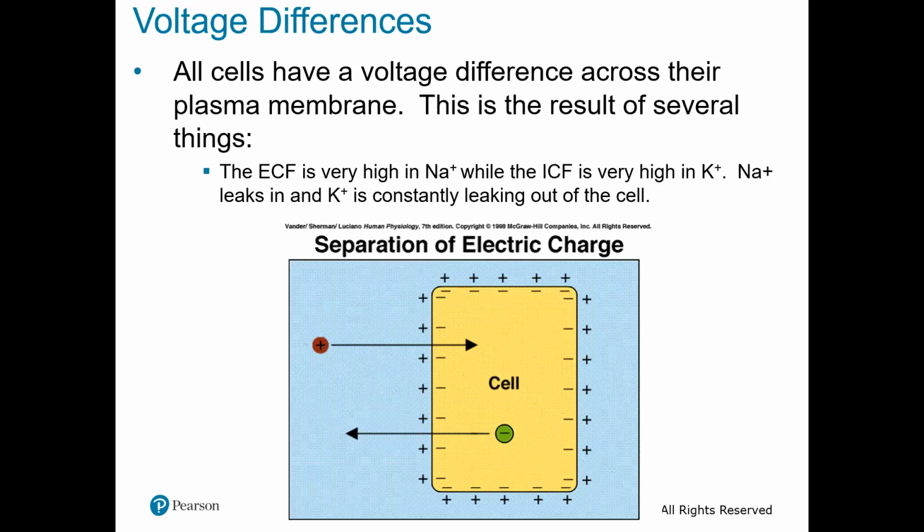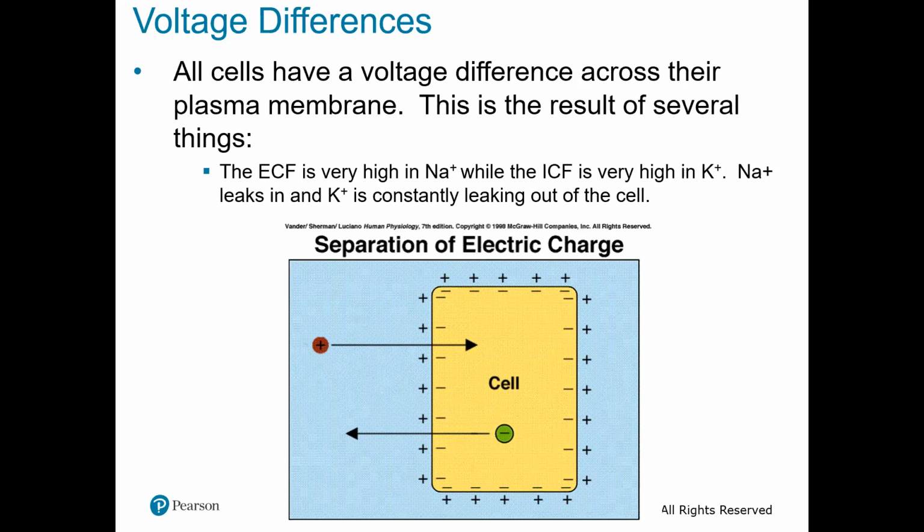Now, what's inside the cell is usually potassium. The most common ion inside all of our cells is potassium. But potassium is also a positively charged ion. It's K+. You see, because it has given up an electron, it's positively charged. However, we have much less potassium ions inside the cell than sodium ions outside.